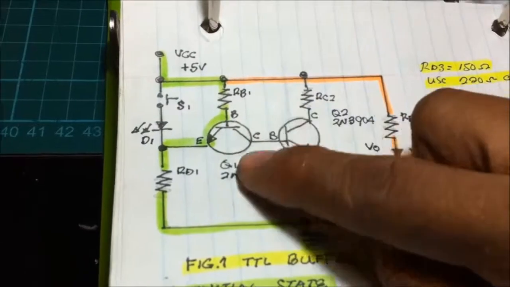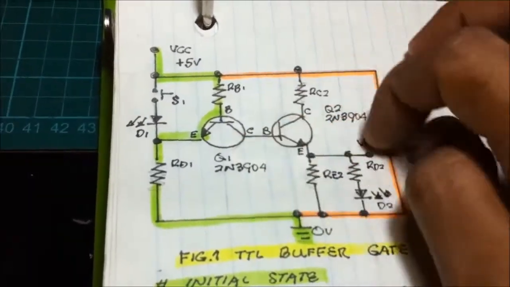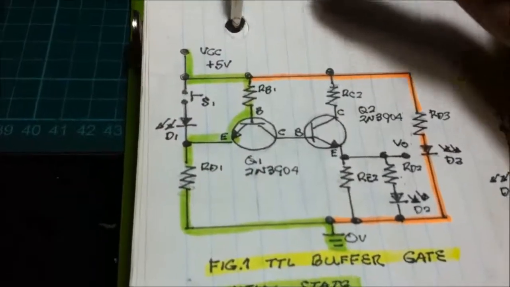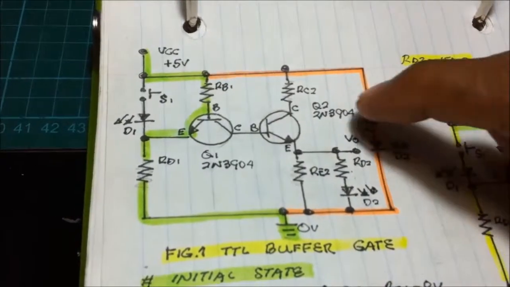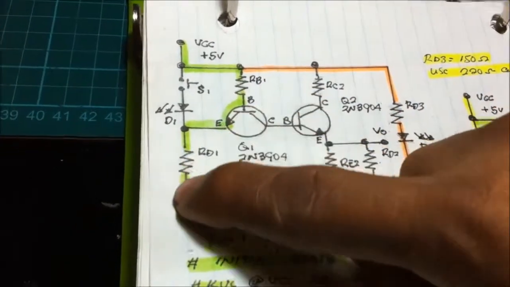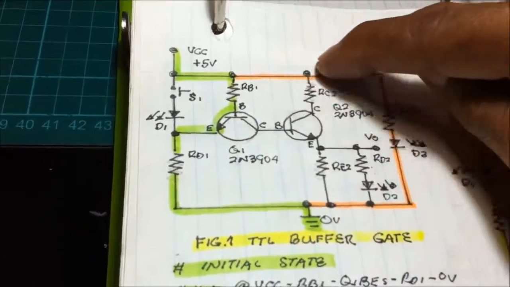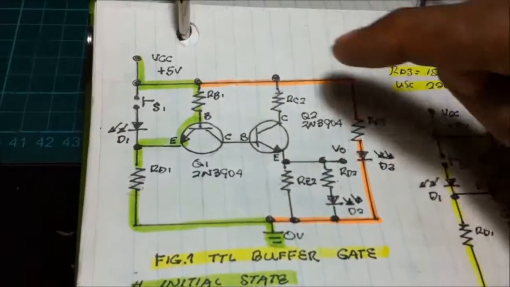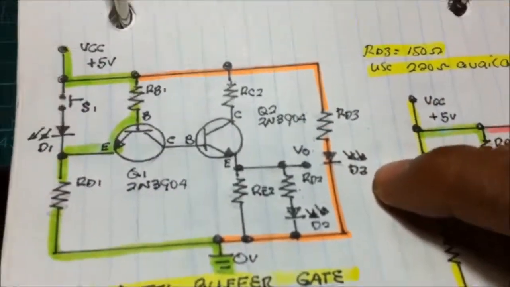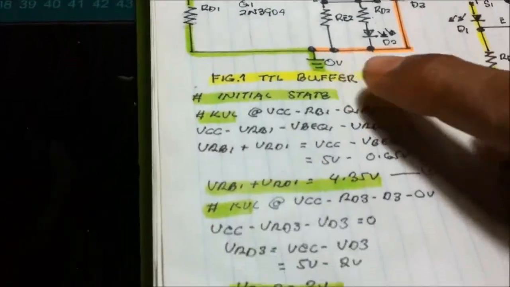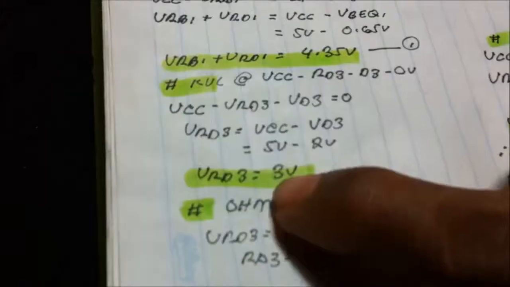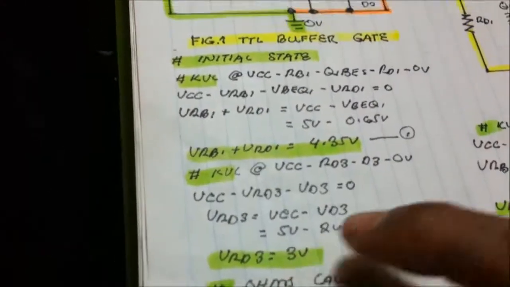We cannot solve the values of the resistors here since we have two unknowns. Now current also flows here. Why does current not flow here? Because this is cut off, since this is grounded. Current flows into the power LED, making a KVL at VCC, RD3, then D3, and to the 0 volts to the ground. KVL, transposition, substitution, we get the voltage drop at RD3, 3 volts.